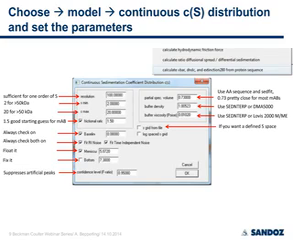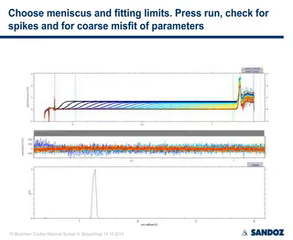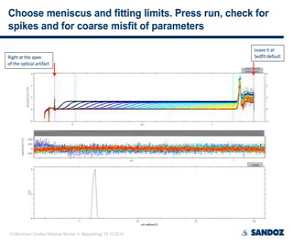Okay, if you want to have a defined S-space, but this is usually not the case, you can upload this, and also for big and broad particles, you may load up a log space grid, not a linear one, but for antibody aggregation analysis, this is usually fine. Okay, after you initialize the parameters, you may choose the meniscus and the fitting limits, and afterwards press run and check for spikes and also for coarse misfit of the parameters. The meniscus can be easily located right at the apex of the optical artifact. This is quite trivial, and the bottom you may leave as it is.